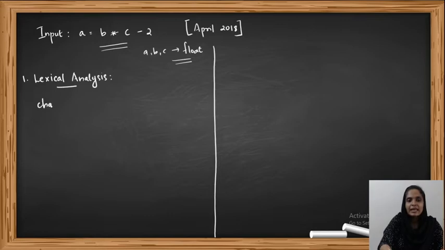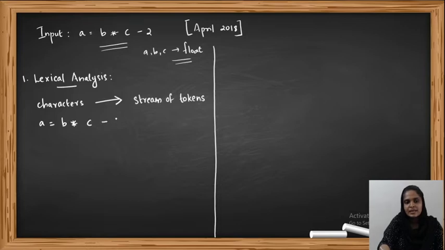So the stream of characters will be converted to a stream of tokens. The stream of characters here is a is equal to b star c minus 2. When we convert this to tokens, we know that a is an identifier, so it will be converted as id, 1.